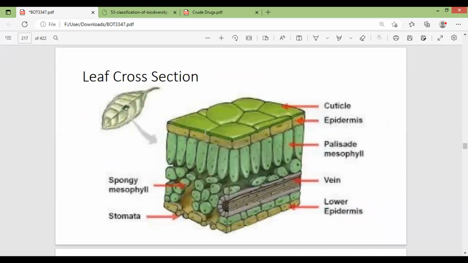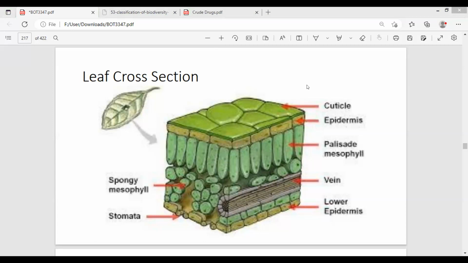So first, let's just look at the leaf, because the leaf is divided into two portions. There's the lower epidermis, and the upper epidermis. Now we are more interested in the upper epidermis, at the very top of the leaf, or you can say at the surface of the leaf.